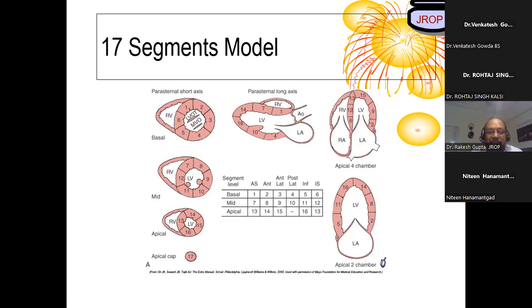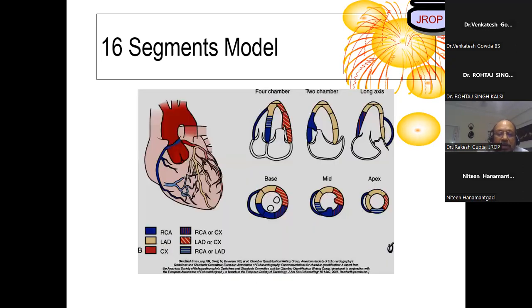Once you talk of a 17 segment model, that segment model is derived based on MRIs. Many people are adopting that model, but the only problem which we feel when we go to the labs is that in echo machines, those models are not adopted as such even today. If they get adopted, it'll be great.